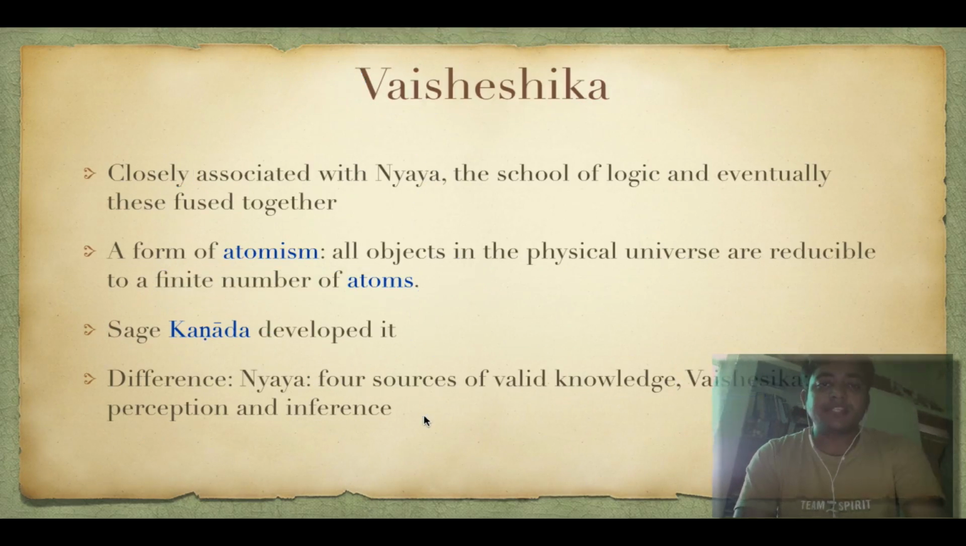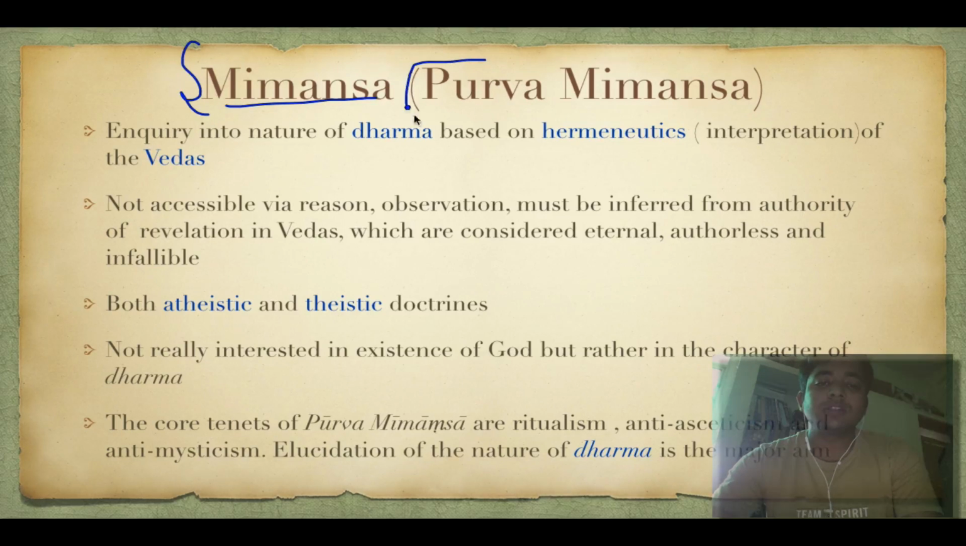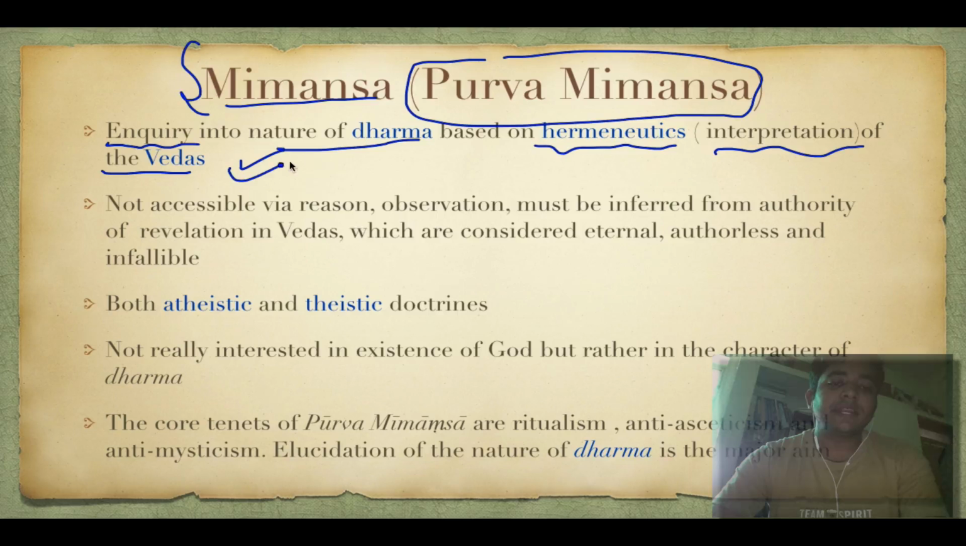Then an important school, Mimansa school, also called Purva Mimansa. It has the sole purpose of inquiry into the nature of dharma and is based on hermeneutics. See, hermeneutics means interpretation of the Bible, Gita, Quran, not literally, but their crux or gist is taken up. So interpretation of the Vedas in this sense. So they deal with inquiry of the nature of dharma based on hermeneutics. So this is not accessible via reason.